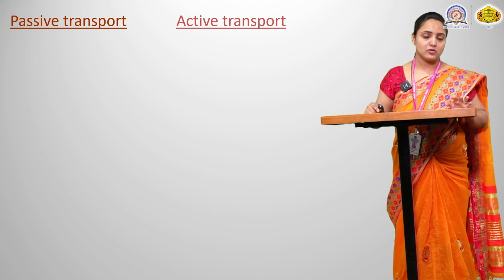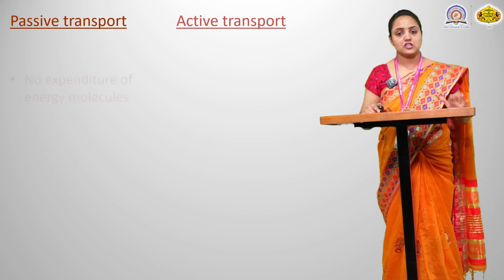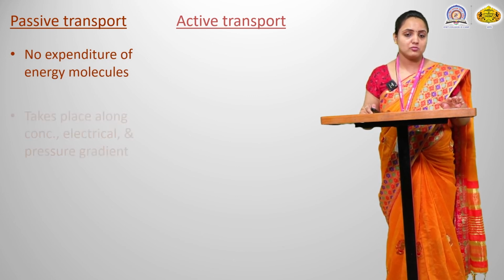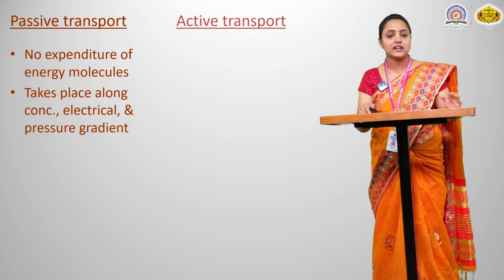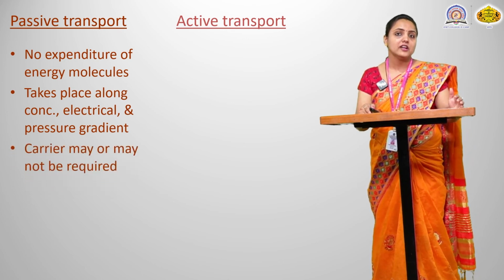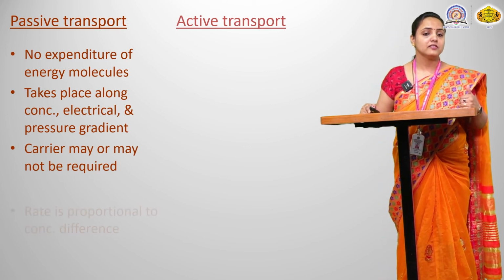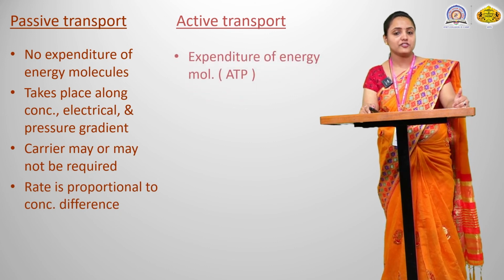Now we are going to see the distinguishing features of active and passive transport. In passive transport, there is no expenditure of energy. It takes place along the concentration, electrical and pressure gradient. It may require a carrier. The rate is proportional and dependent on the concentration difference.